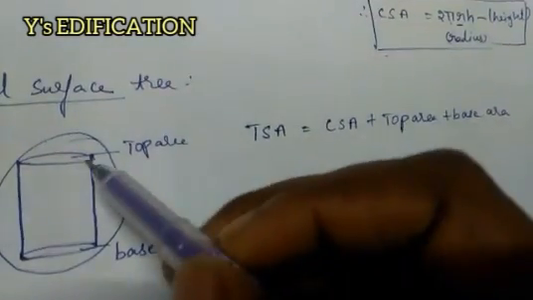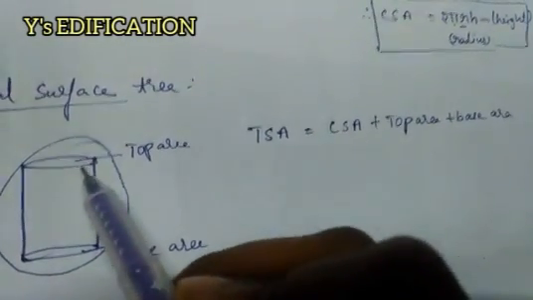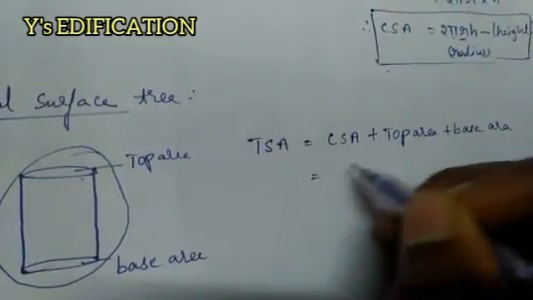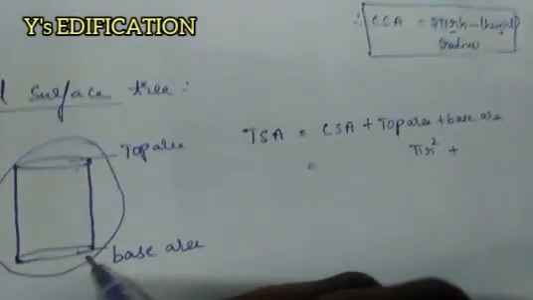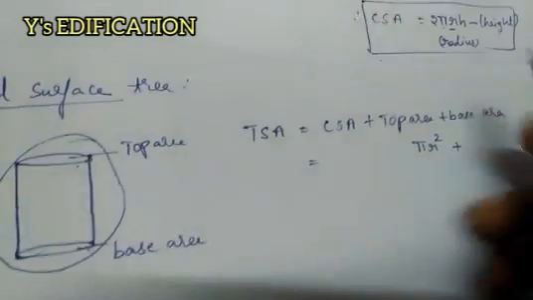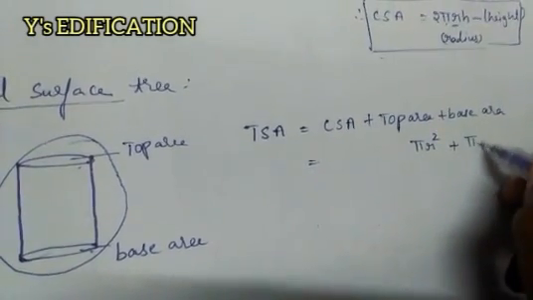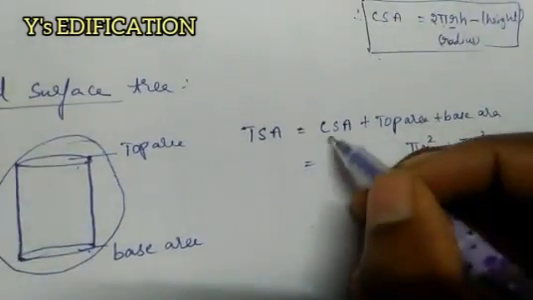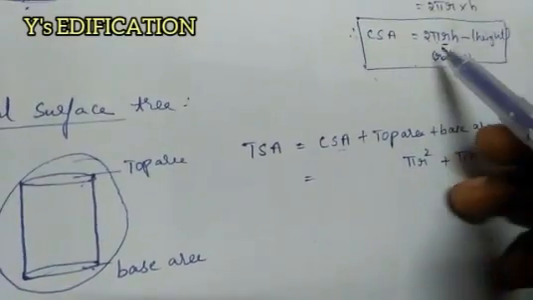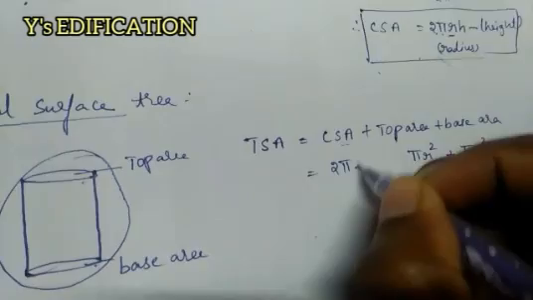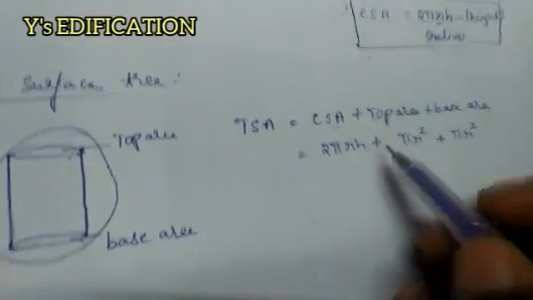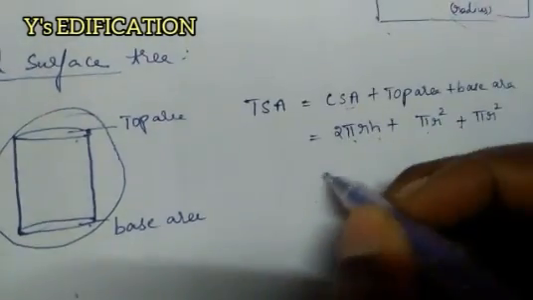What is the top area here? This is circular in shape. What is the area of a circle? Pi r square. And the base is also a circle, so base area is also pi r square. What is the CSA? The curved surface area we have already derived, 2 pi r h. Now we have to add these three terms.